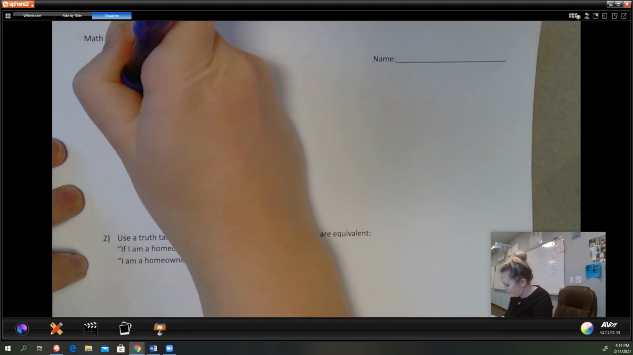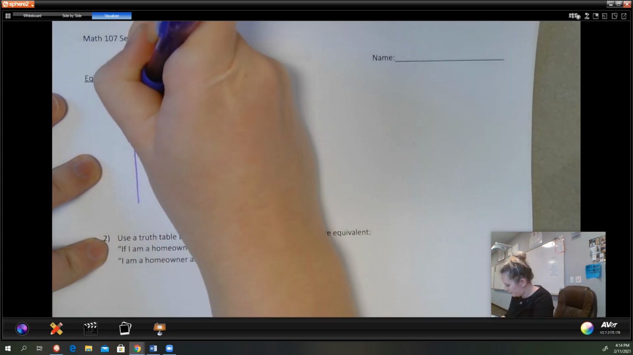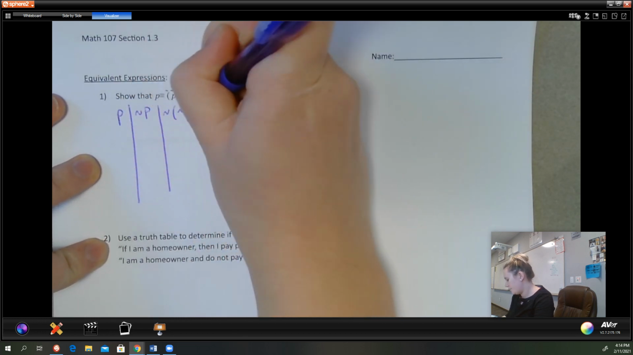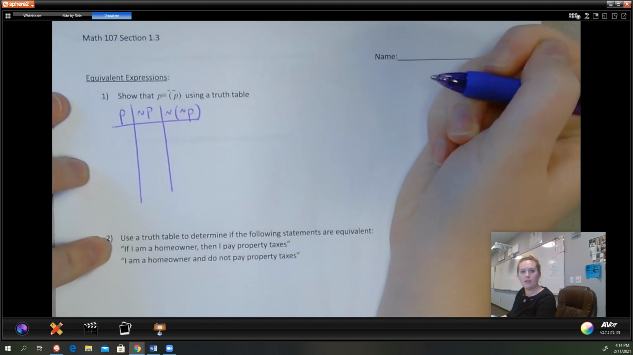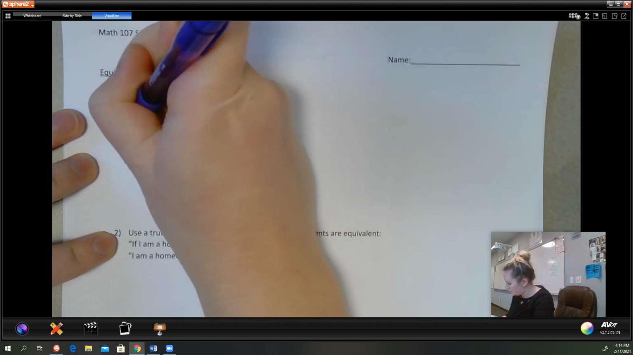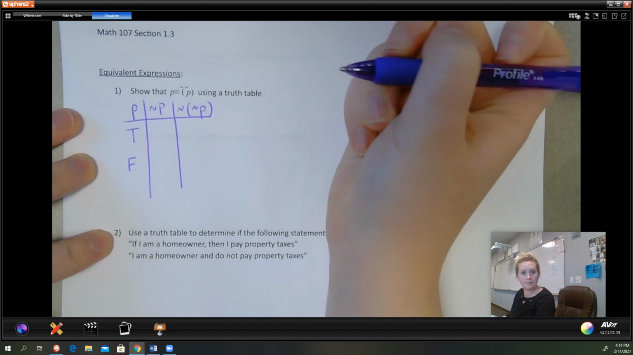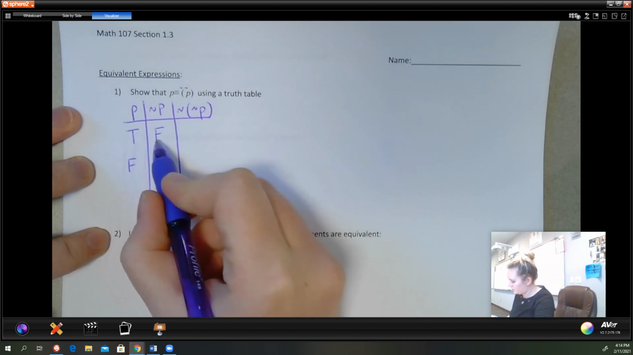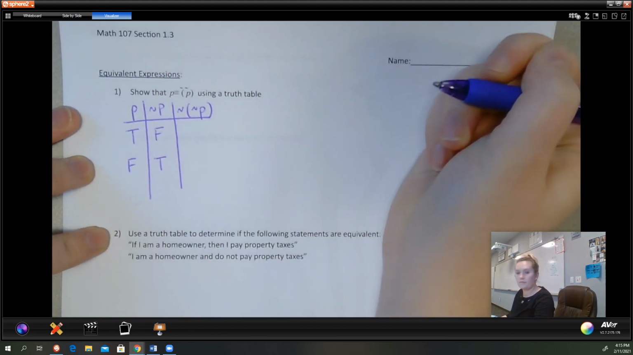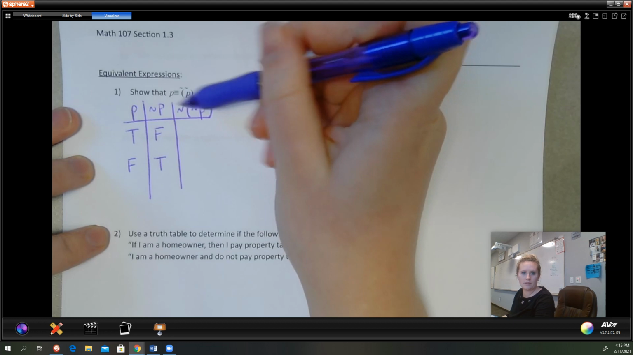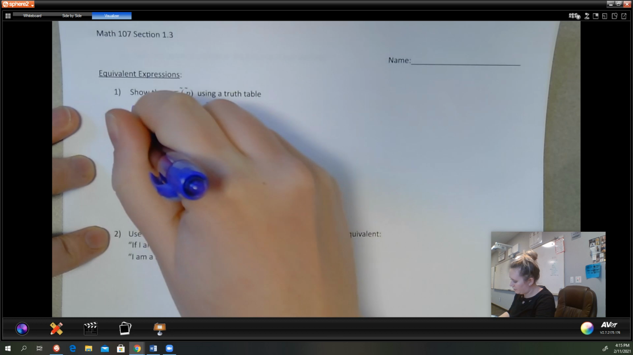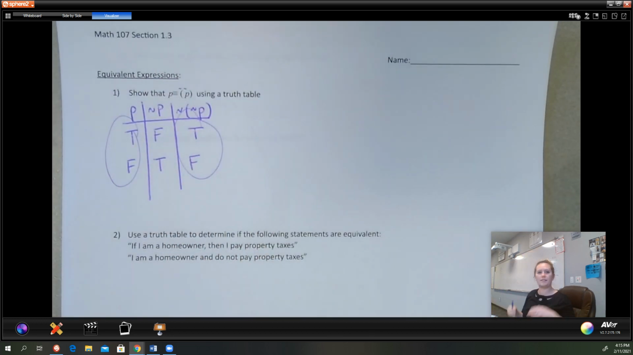So I'm going to have P, I'm going to have not P, and I'm going to have not not P. There we go. So P, the only options for P are true or false. Then if it's not P, the true becomes false, the false becomes true. All right, and now we're going to do not not P. So we're going to do the opposite of this row, which is true and false, and those are equivalent statements. So that's how we can show that those are equivalent using a truth table.